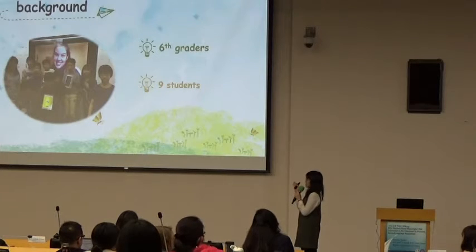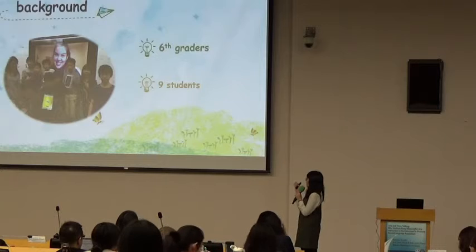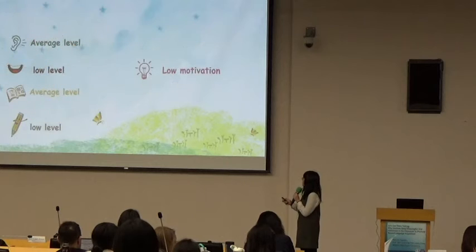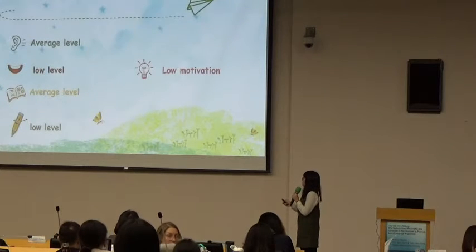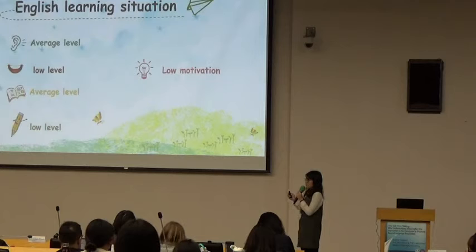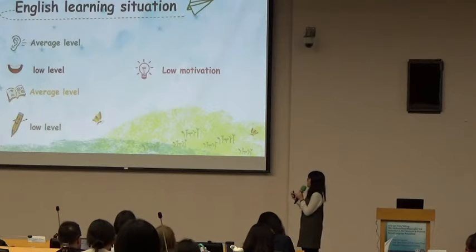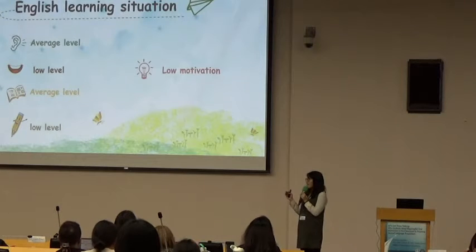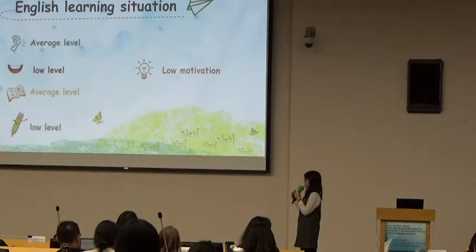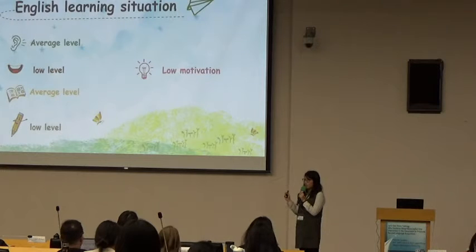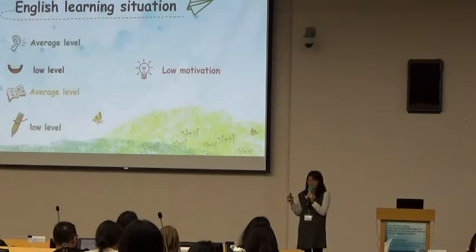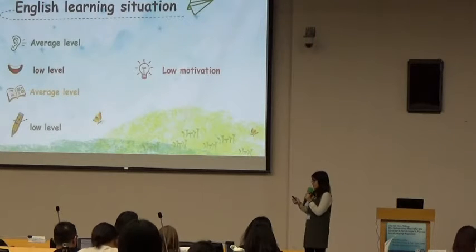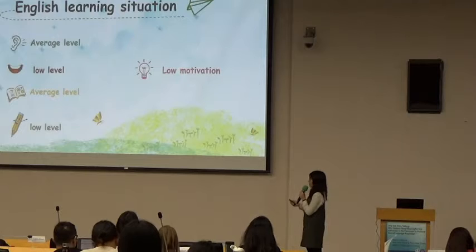So we use sixth grade students, and they have 9 students in the class. So the English learning situation of that class is that their listening and their reading are at an average level. And their speaking and writing are at a low level. So the most important thing is that they have a low motivation in learning English. This is the situation in the English classroom.